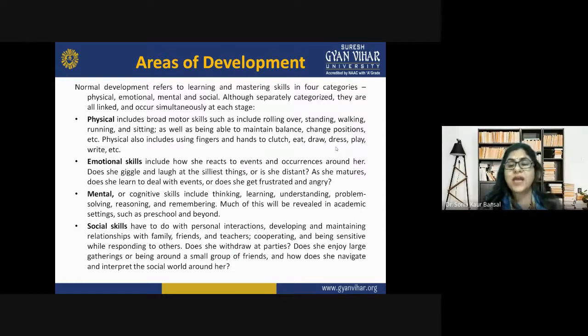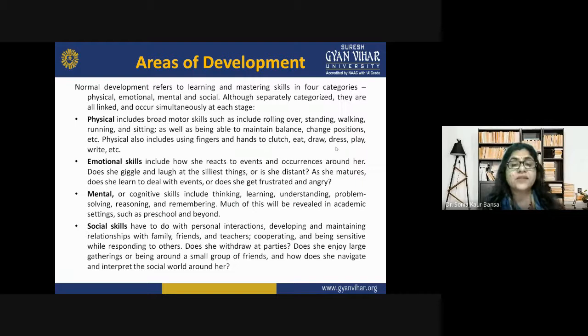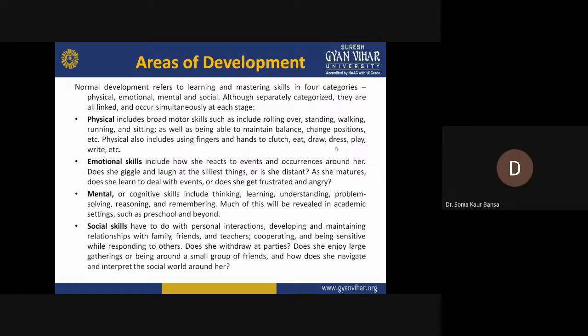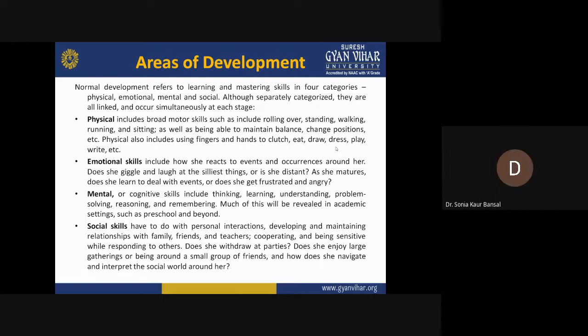So students, understand that emotional skills include how the baby or how the child reacts to events or occurrences, how the person is behaving in a certain situation. So it is like when the child is laughing, smiling, giggling, this is something that the child is enjoying and the feeling is developing. When you are away from the child, how does the child feel? When you are with the child, how does the child feel? So these are the important things at the beginning level.